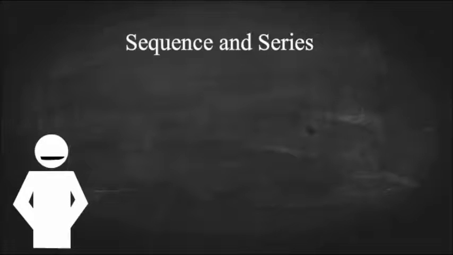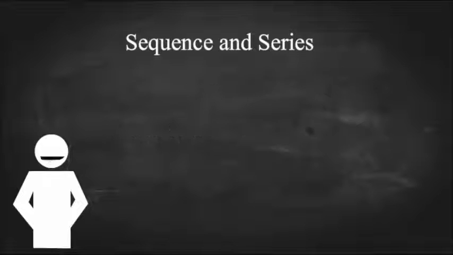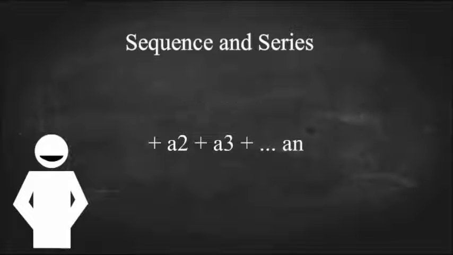Now we will move on to the mathematical concept, which is sequence and series. Sequence is simply a list of numbers written in a definite order. A simple example will be 1, 2, 3. Next will be series. Series is the summation of the sequence. An example will be 1 plus 2 plus 3 plus 4.